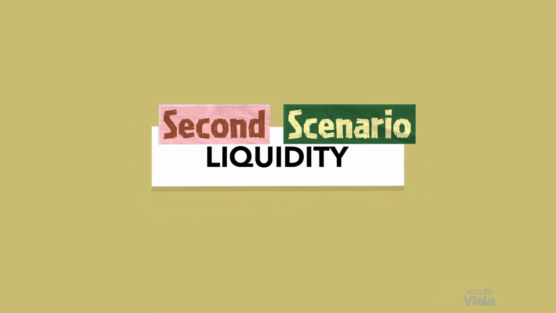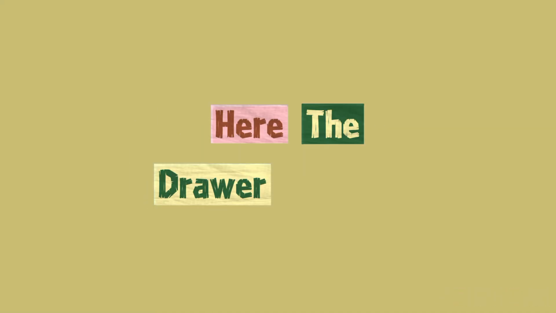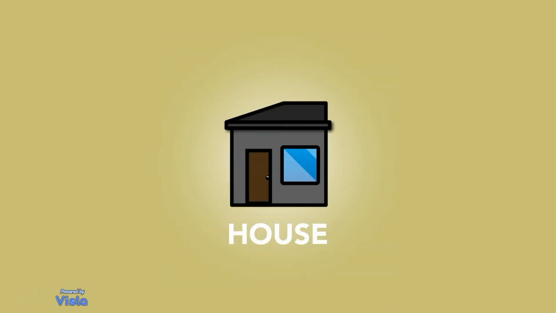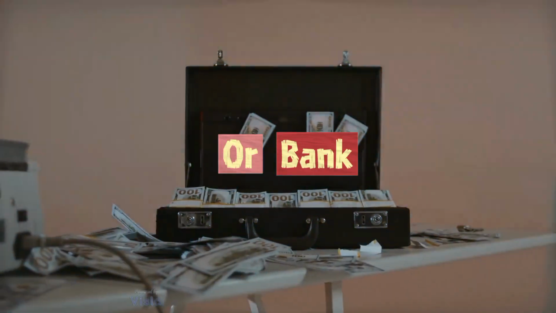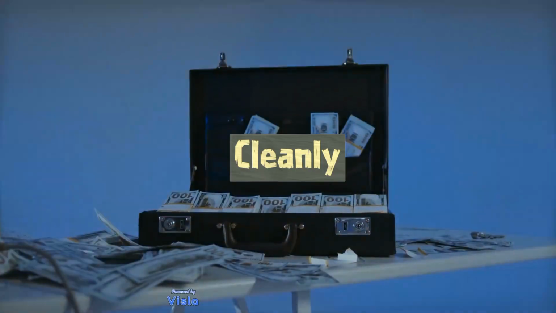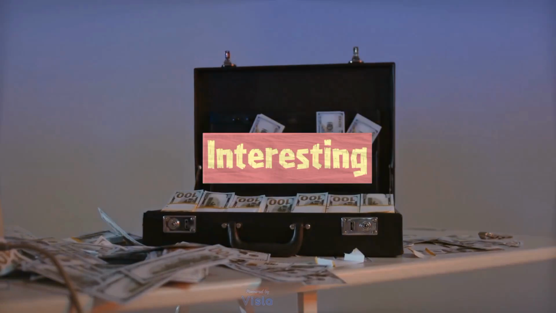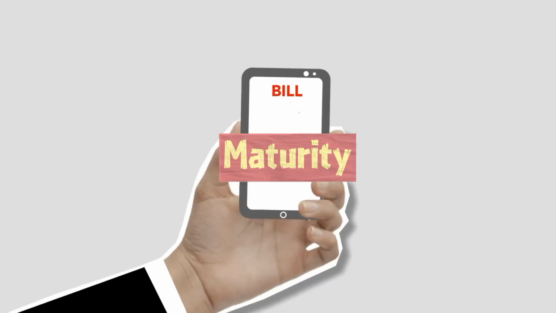Second scenario. The bill is kept until maturity and honored. Here, the drawer receives cash or bank and credits bills receivable. The drawee debits bills payable and credits cash or bank. The obligation is settled cleanly, exactly as promised. But here's where it gets interesting. A bill does not always wait patiently until maturity.